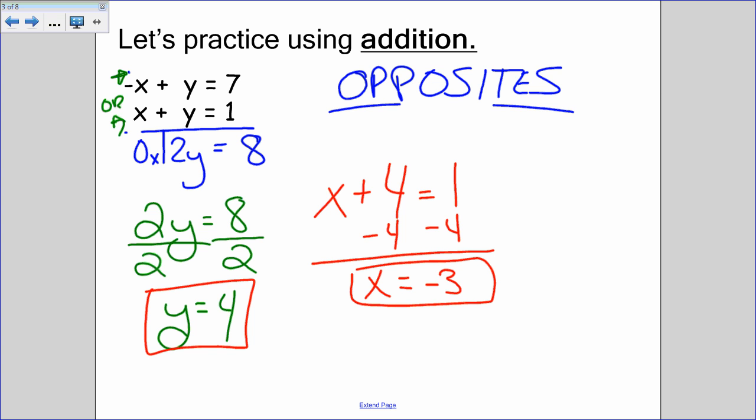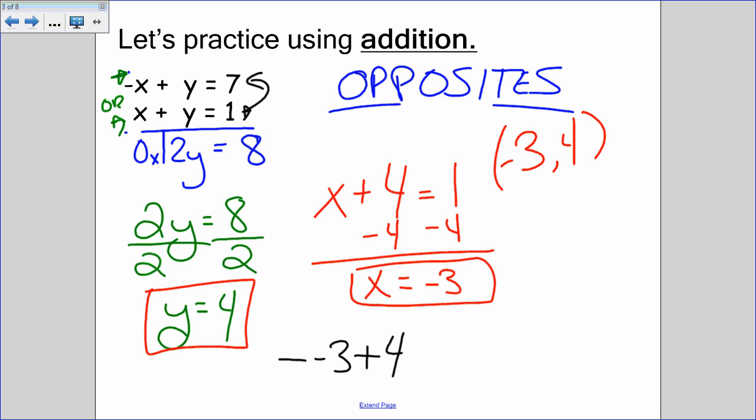Okay, if I wrote my answer as an ordered pair, in parentheses, I would say negative 3, comma 4. Now our last step said you should always check your answer. Well, since we solved using this one, let's check our answer in the first equation. Negative x, well my x was negative 3, so negative x plus y, we had a y of 4, is supposed to equal 7.